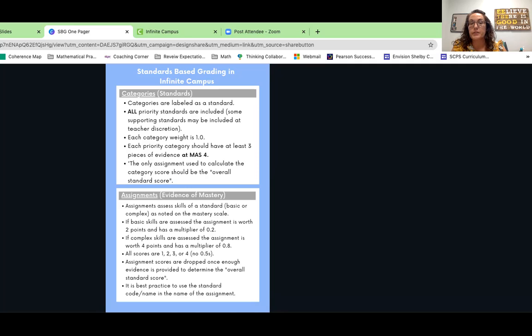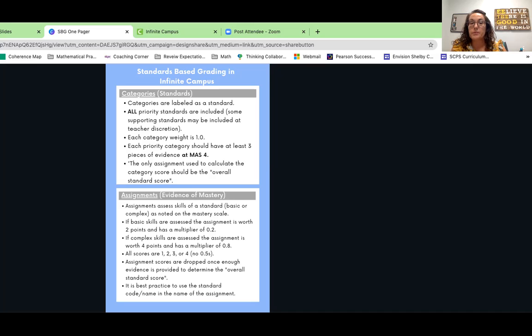Assignments assess the skills of a standard, either basic or complex, as noted on the mastery scale. If basic skills are assessed, the assignment is worth 2 points and has a multiplier of 0.2. If complex skills are assessed, the assignment is worth 4 points and has a multiplier of 0.8. All scores are 1, 2, 3, or 4, no 0.5s. We don't have 0.5 language on the mastery scales, so we can't justify a 0.5 to a student or a parent. We can justify the 1s, 2s, 3s, and 4s because we have language for all of those on our mastery scale. So we need to stick to those score values.